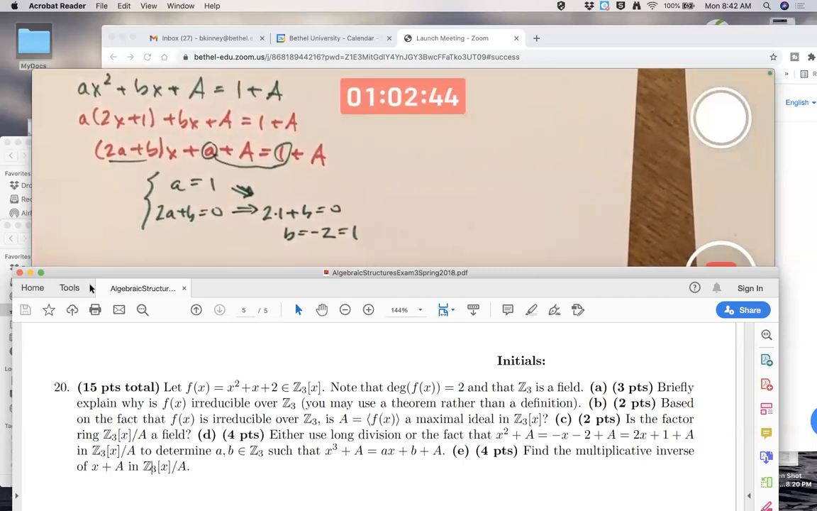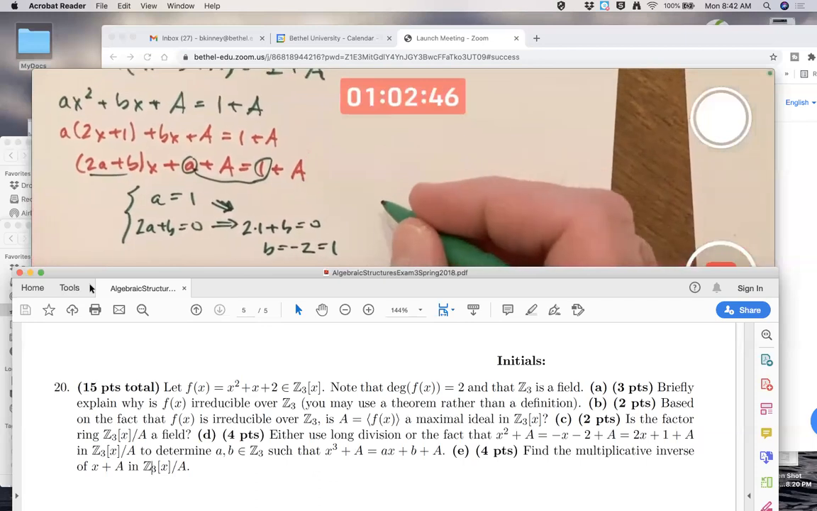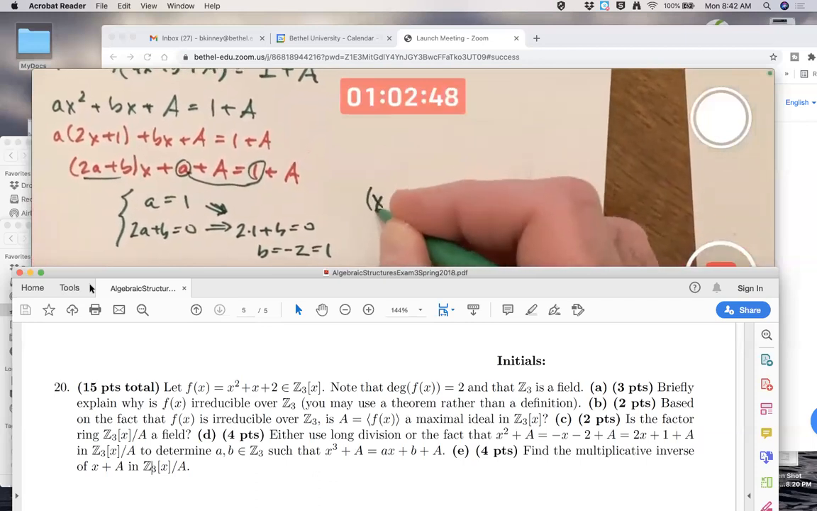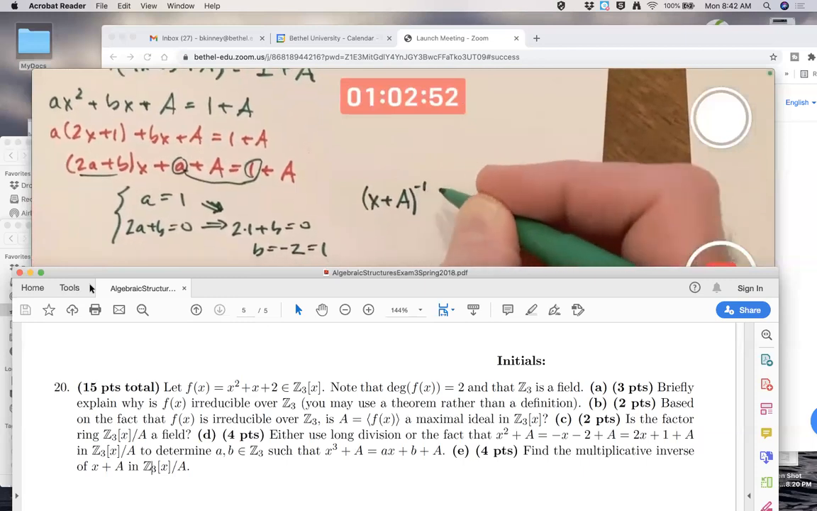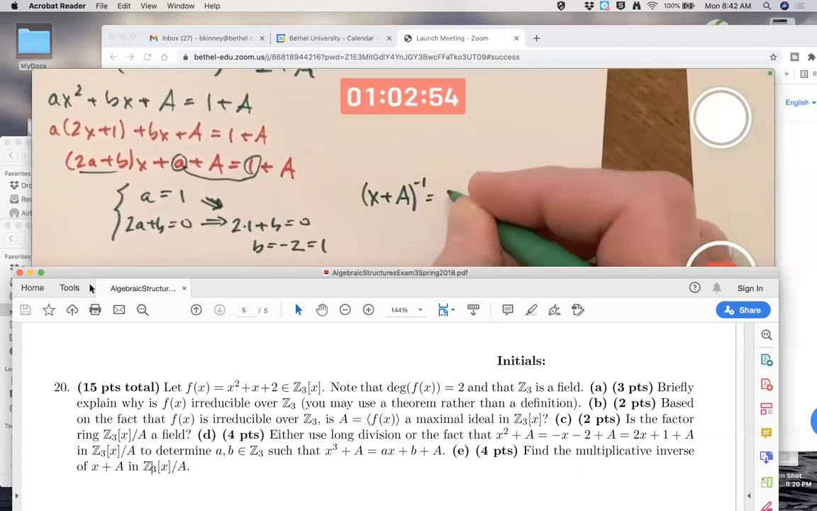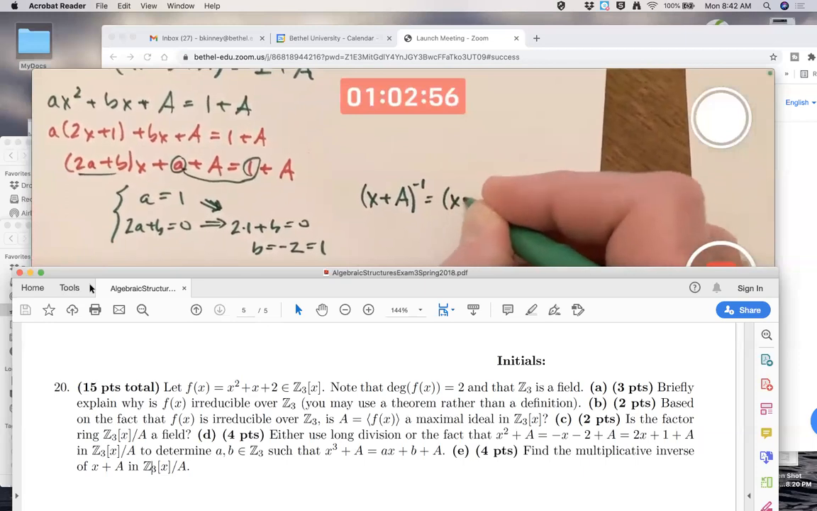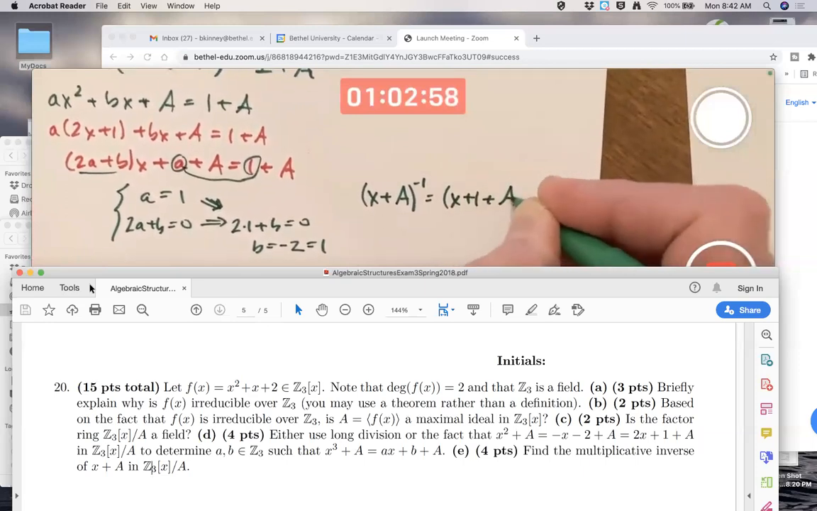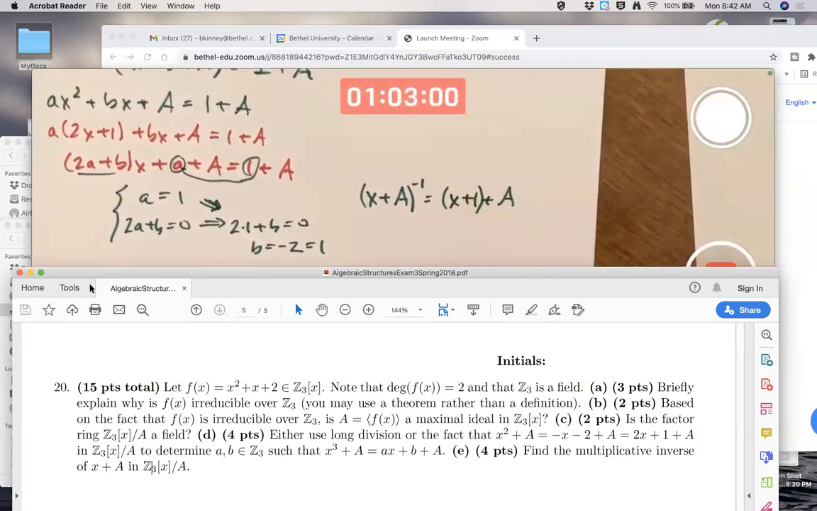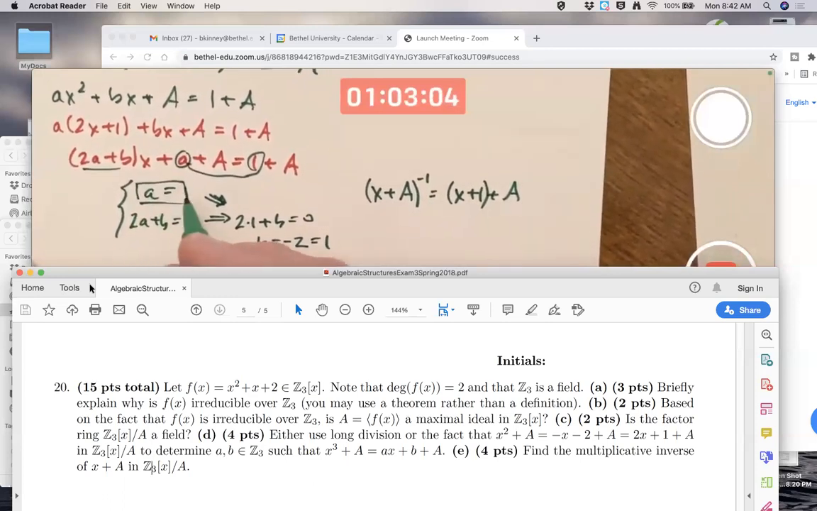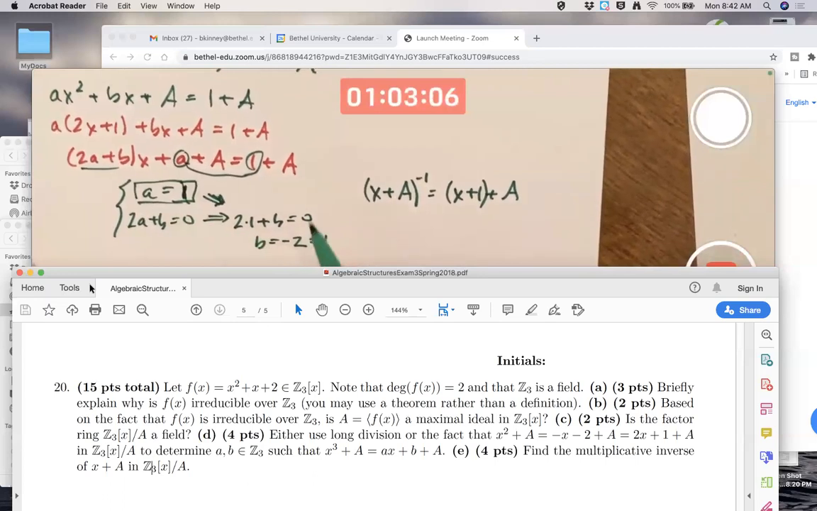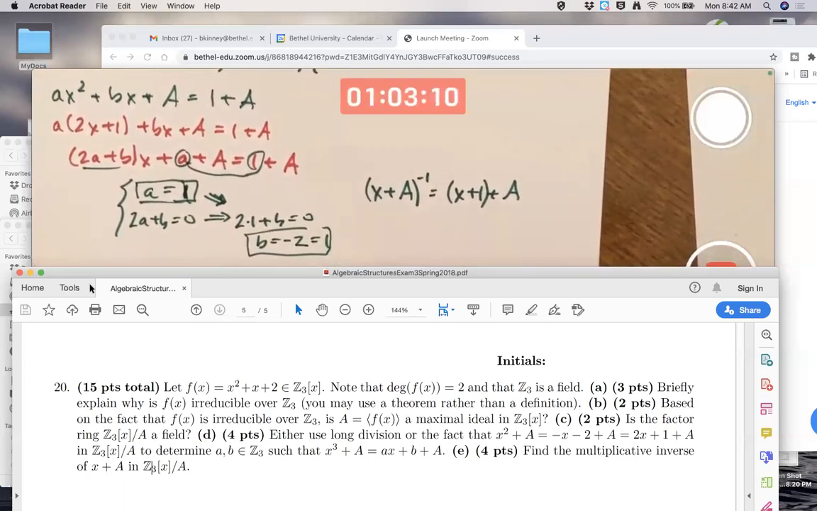So what this means is that the inverse of x plus A, multiplicative inverse, is x plus 1 plus A. Because we found a to be 1 and b to be 1. If you want to double check it, you can double check it by multiplication.